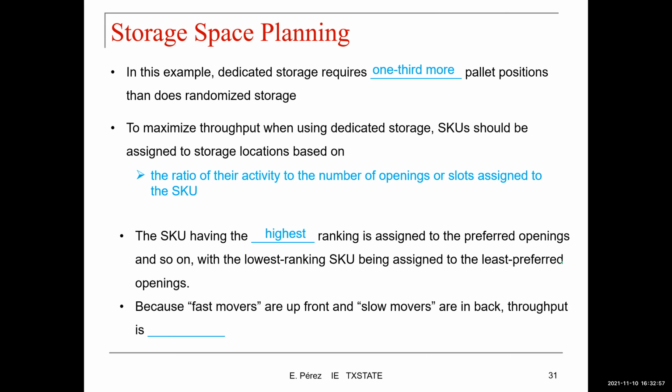The SKU having the highest ranking is assigned to the preferred openings, and so on, with the lowest ranking SKU being assigned to the least preferred openings. Because fast movers are up front and slow movers are in the back, throughput should be maximized. If you only have to go pick the items that are in the back twice a month, then you don't have those in the front occupying space. You just have to go get them when you need them. But if you have a product that is moving many times during the week, you want to keep those close so you can move them faster.